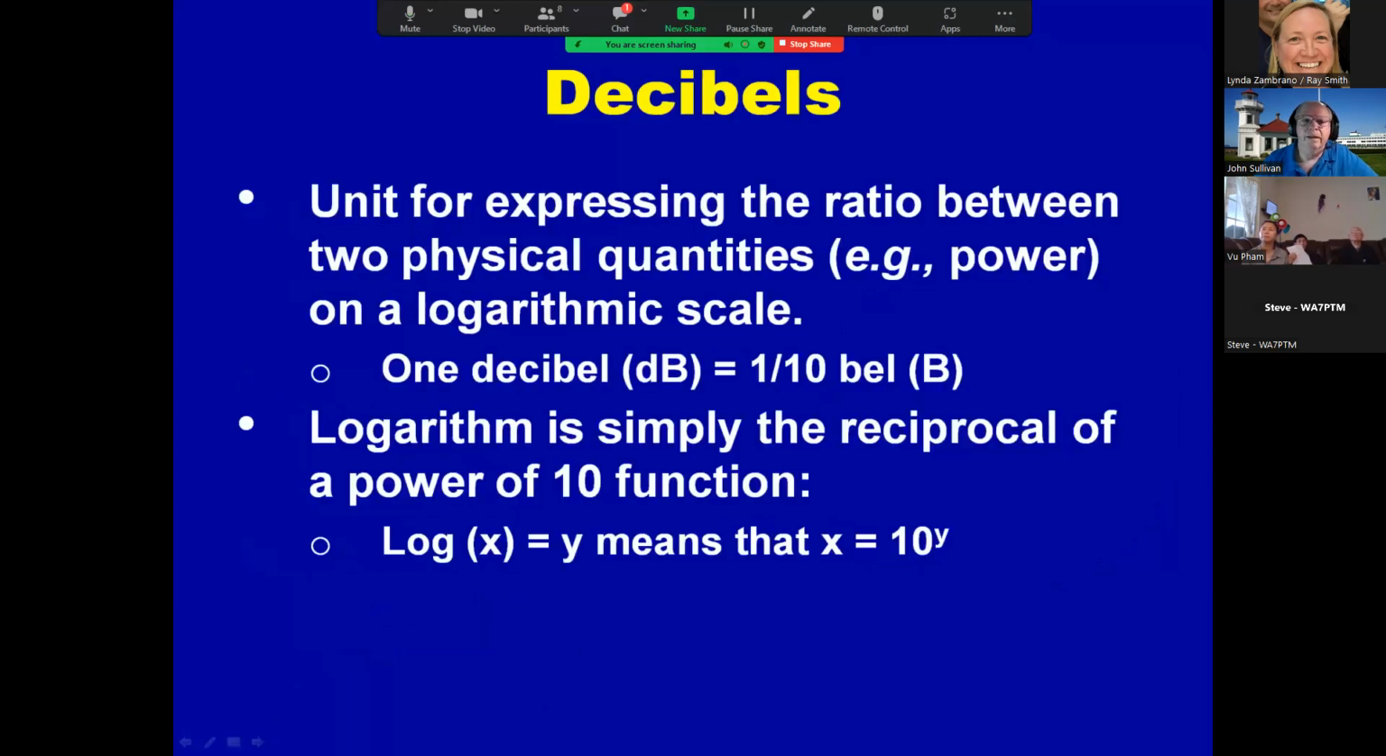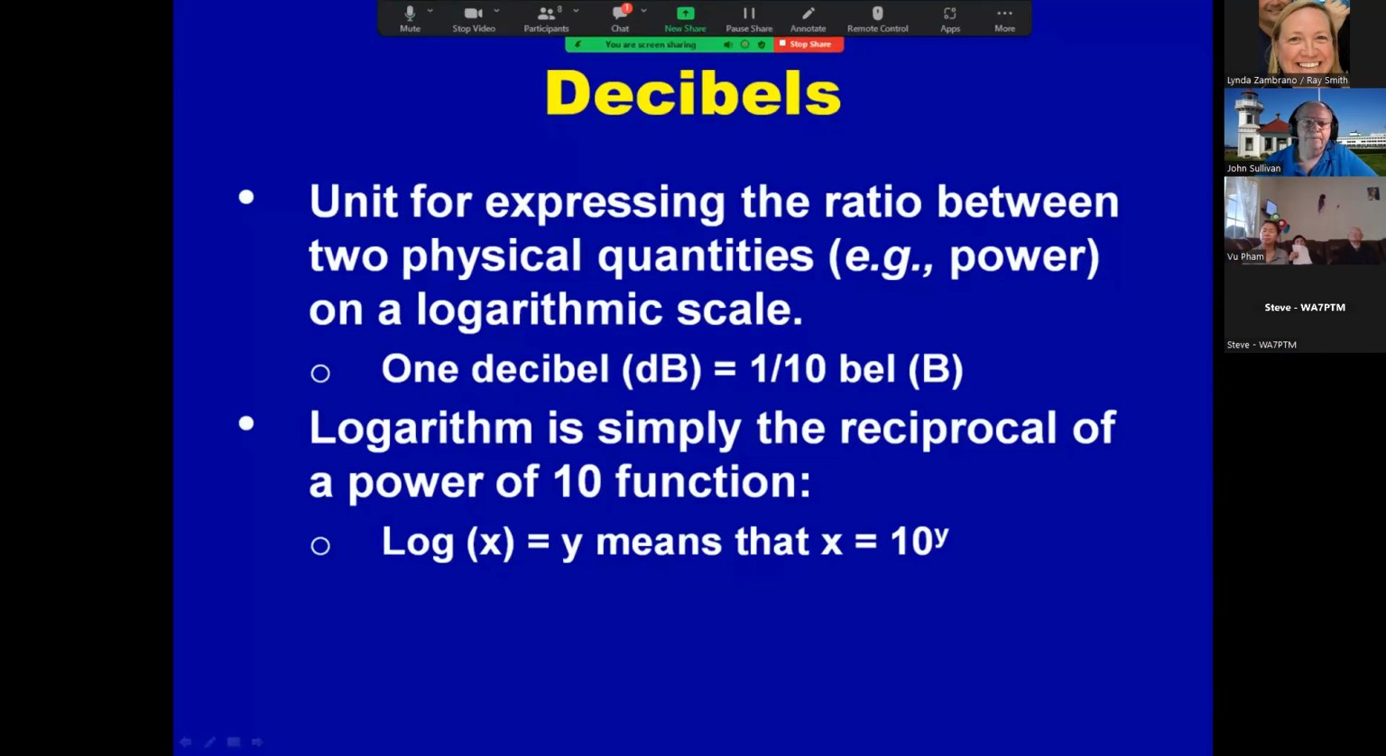Okay. Another definition here, we want to talk about decibels. It's a unit for expressing the ratio between two physical quantities. Example we're going to use is power. It is a logarithmic relationship. A logarithm is simply the reciprocal of a power of 10 function. So for example, it shows here log x equals y means that x is equal to 10 to the y power.